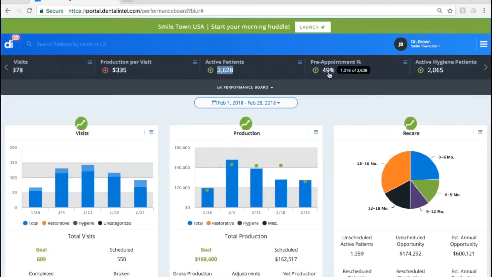Now, can you imagine this? Let's say this is your practice and you're a little bit better than average and you're 49%. What happens when you get to 54% or 60%? My guess, I'm going to answer the question for you, is you have no place to put a lot of these people. Your hygiene schedule is now at full capacity. As a result, your restorative schedule is also full.